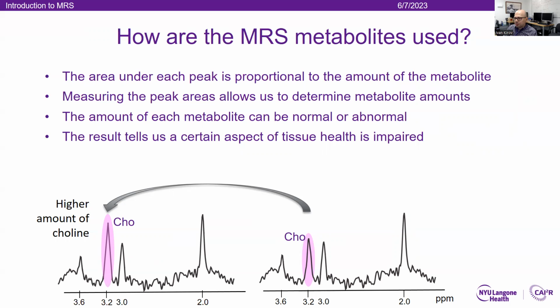Here I'm showing an example of choline. On the right-hand side is a spectrum with normal-looking choline, meaning that the peak in proportion to the other peaks looks like it's at normal levels. On the left-hand side, the choline peak is higher, which means there is more choline there. This high amount of choline can be interpreted in different ways, but that means there is something going on with the membrane turnover.